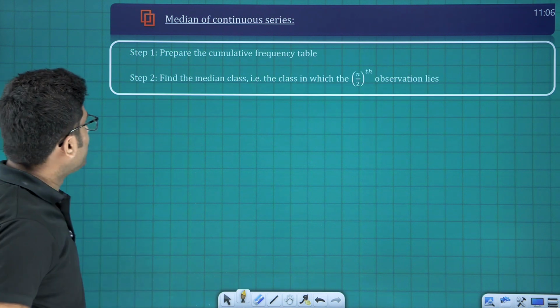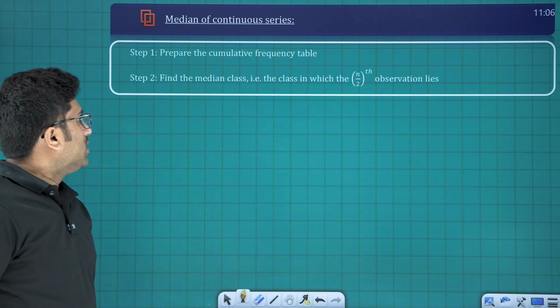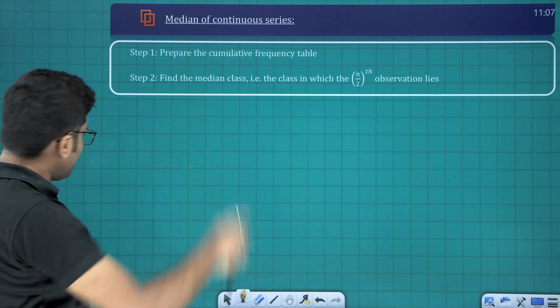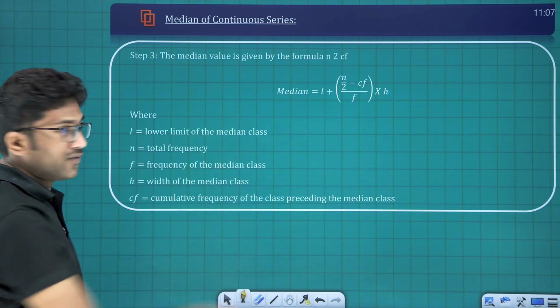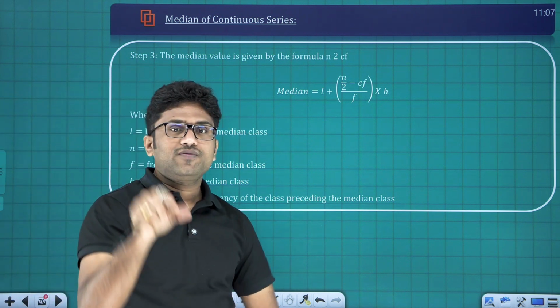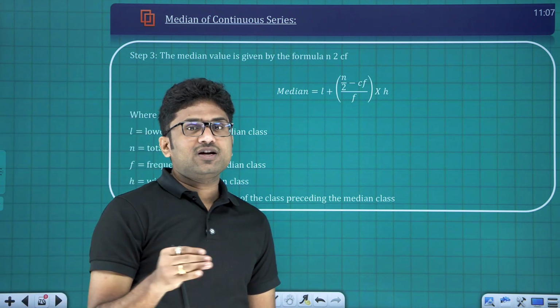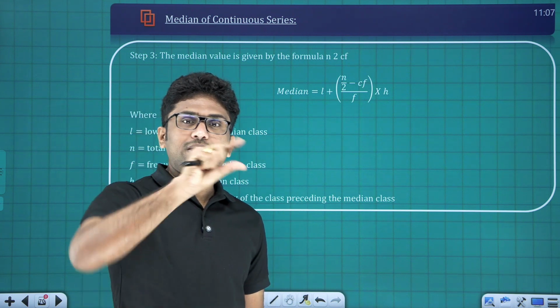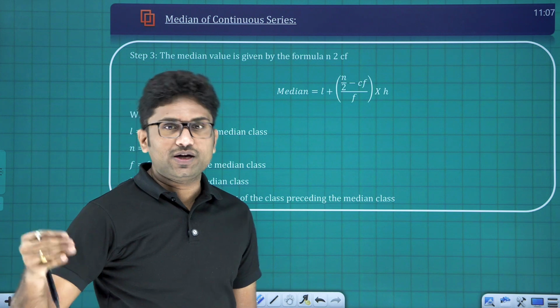Now for a continuous frequency distribution, friends, we will prepare a cumulative frequency distribution table and write the cumulative frequency CF. If the total frequency is n, the class whose cumulative frequency is just greater than n by 2 will be the median class.